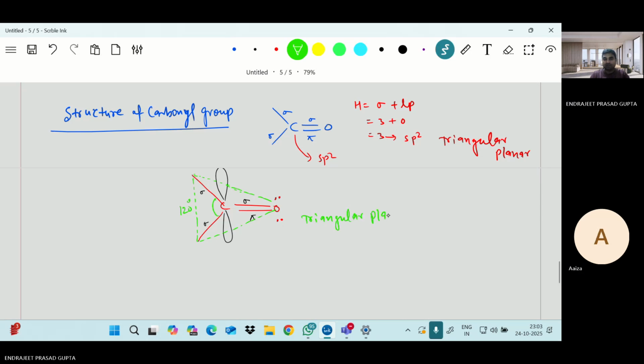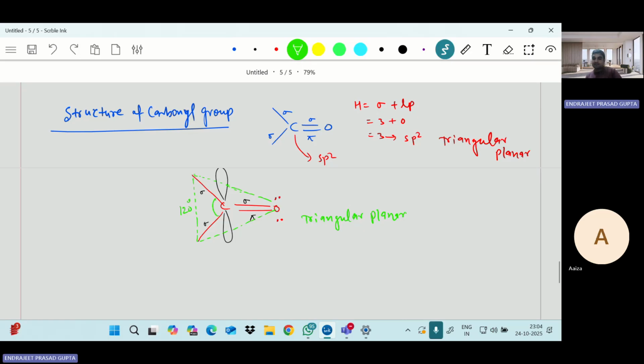Is it triangular planar or trigonal coplanar? Trigonal coplanar. Coplanar means all bonds are present on the same plane. So you can use both terms, no problem. Clear?